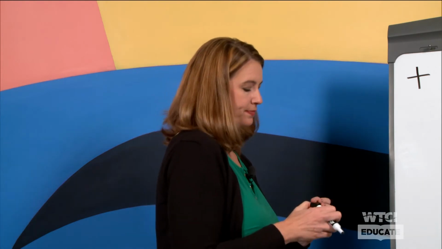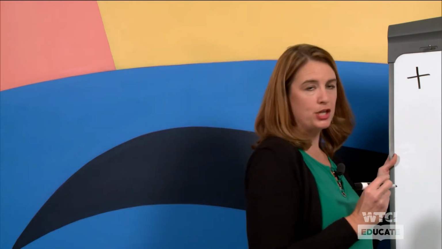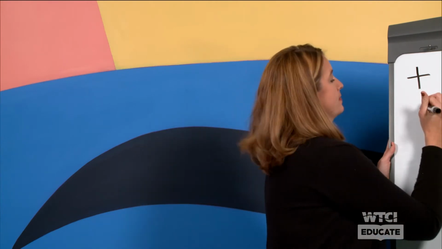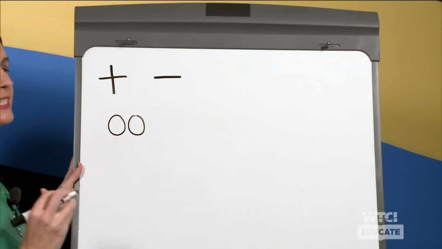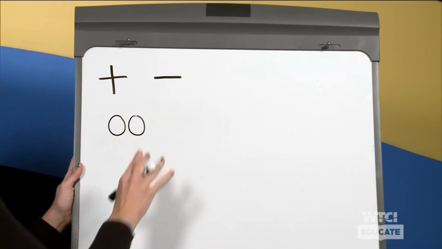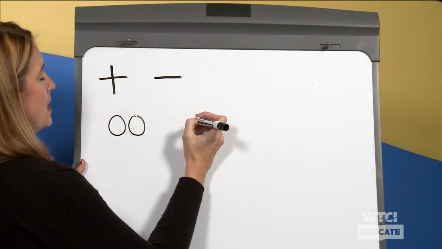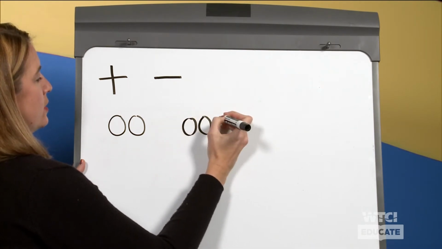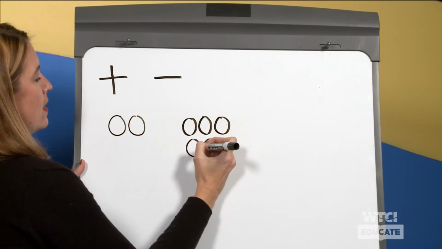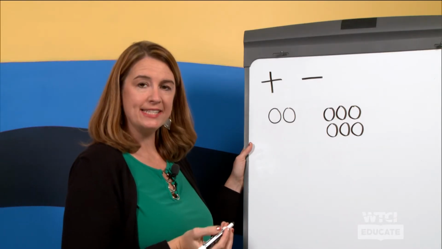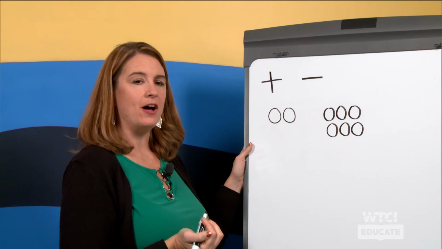Okay, it's time to draw our picture. I have 2 large dolls. Remember, I'm just going to use circles, and 6 small dolls. I'm going to leave a space between my 2 groups. So here's my 6 small dolls. 1, 2, 3, 4, 5, 6. Now I need to count and see how many dolls I have all together.